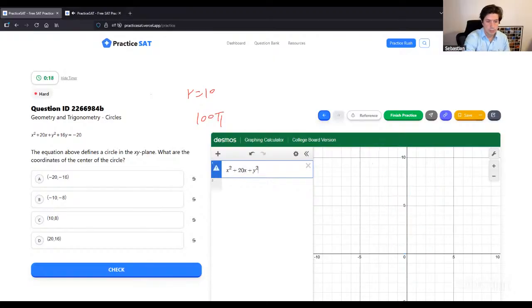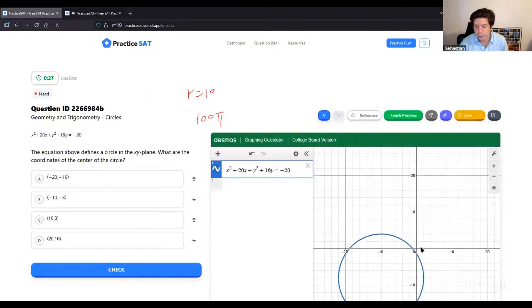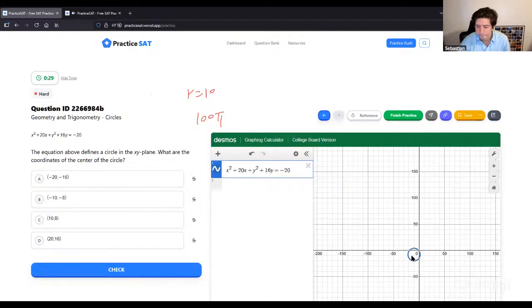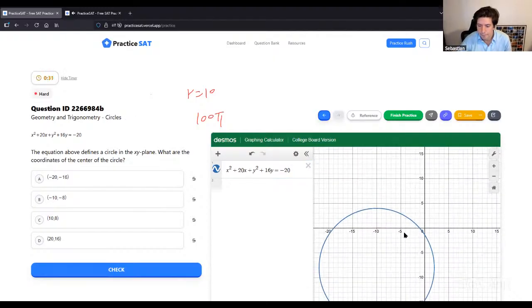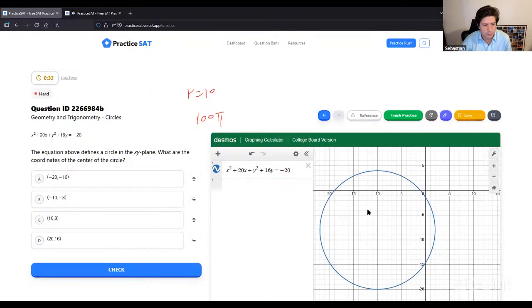Y squared plus 16y equals -20. Let's zoom out here. Oh, they killed me with this. Okay, but if we look at our answer choices, it's somewhere around the -10 region.